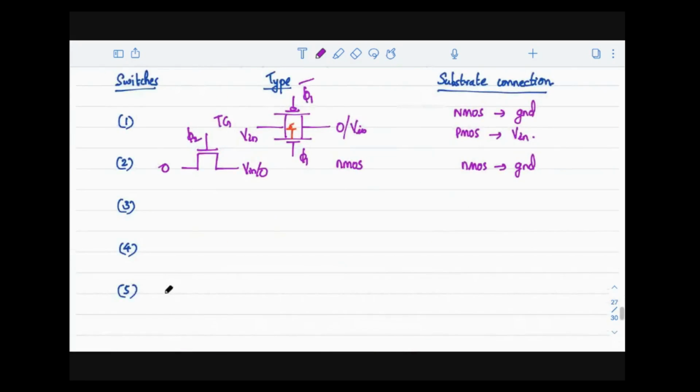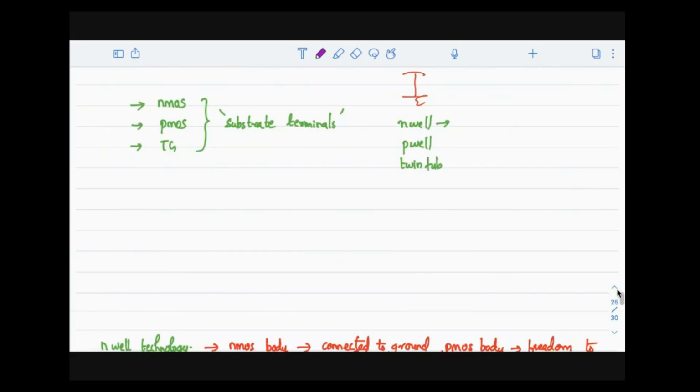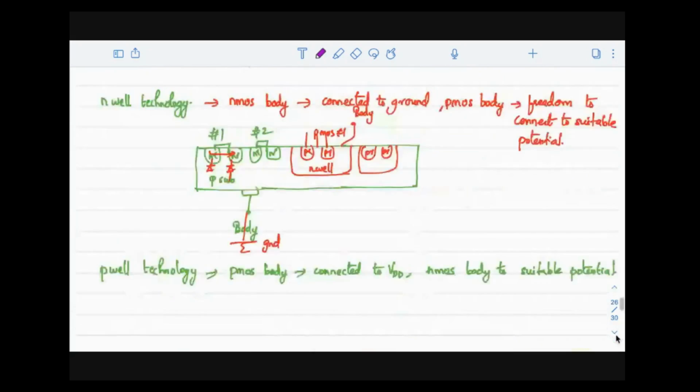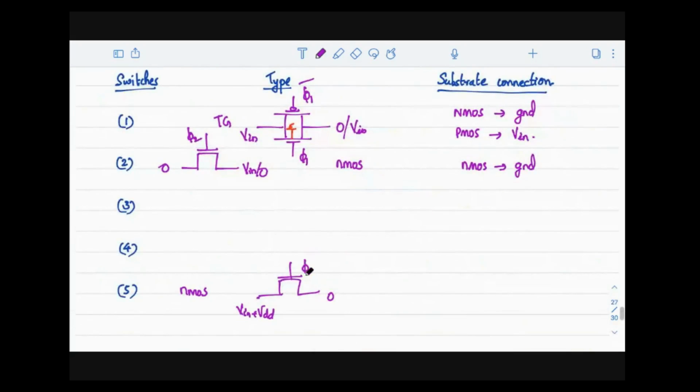So I'll also make a choice here. The fifth switch is an NMOS switch, where what I have here is V in plus VDD, but what I want to equalize is 0. Looking at the clock pulse, it should be phi 2, because the gate of the main transistor should be connected to ground, and that is done with the help of this phi 2. The body of this NMOS device will be connected to ground itself. There is no doubt. Right.